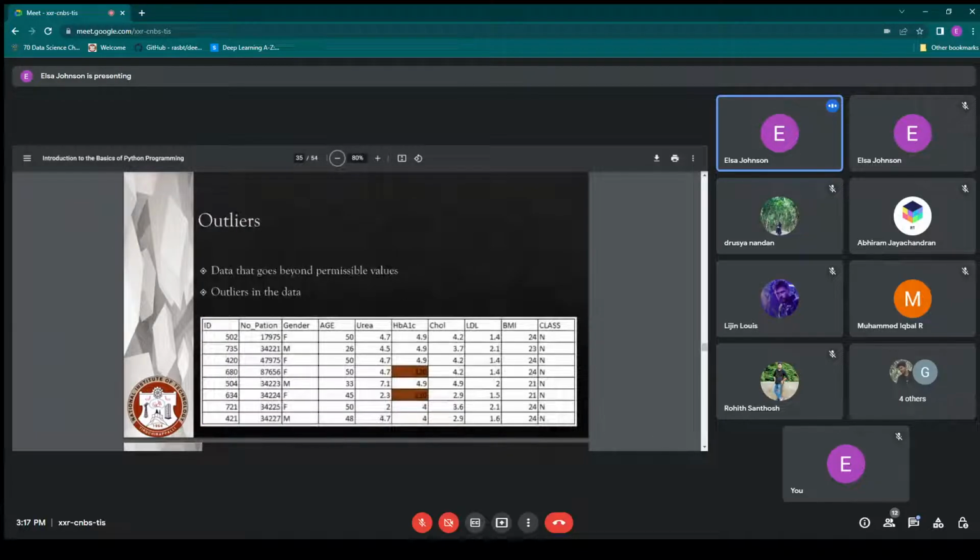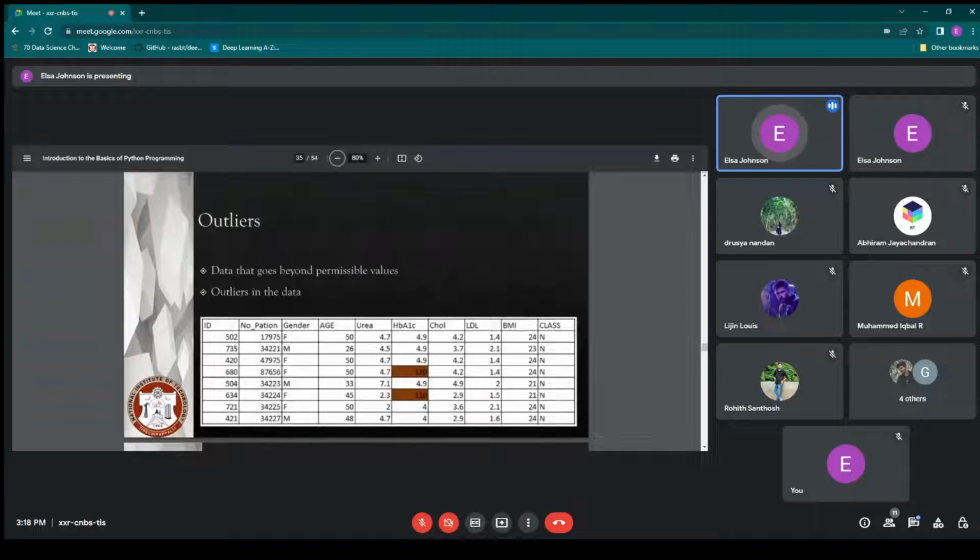Now the outliers. Outliers means data that goes beyond the permissible values. In this particular column, HbA1c, HbA1c is a cumulative value of 3 months. It's used to find whether you are diabetic or not. If your value is below 5.6, then you are not diabetic. 5.6 to 6.5 is that range. The highest value of this won't cross about 13 or so. But you can see numbers like 120, 110 here.